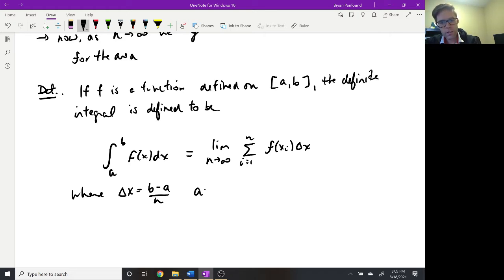And another thing we can do inside the definition here is to let the reader know how to calculate xi, so how to calculate the different x values that we're going to be substituting into our function. So xi is generally given using the following formula. It's given as a plus i times delta x.